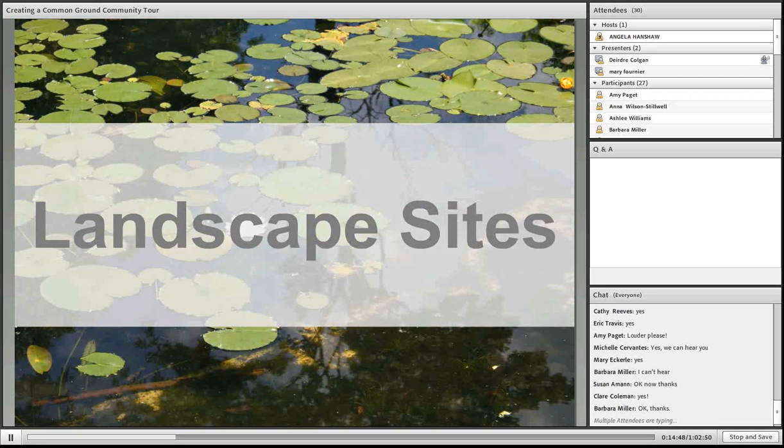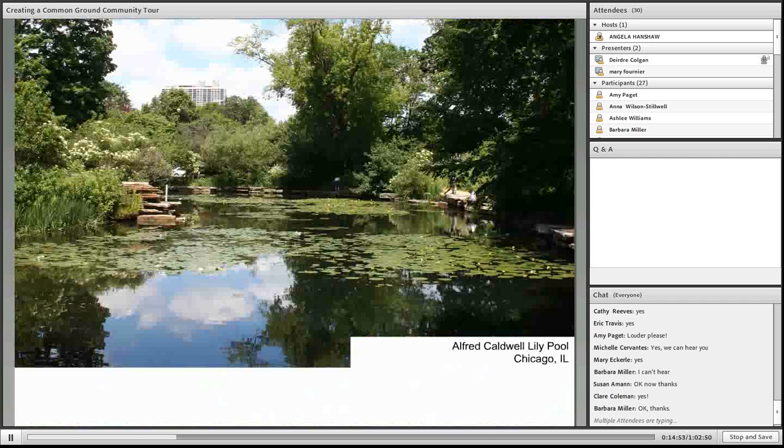So the next kind of site I'd like to talk about are landscape sites. Here's an example close to me here in Chicago, the Alfred Caldwell Lily Pool. Alfred Caldwell was a landscape architect who worked very closely with Frank Lloyd Wright, who I'm sure most of you are familiar with. It's really a haven in the middle of the city. It's hard to believe it's in the middle of Chicago, but you can enter this site and feel complete calm, really just get close to nature here. To me, it's a great example of a common ground site.